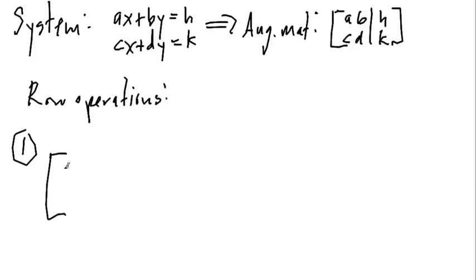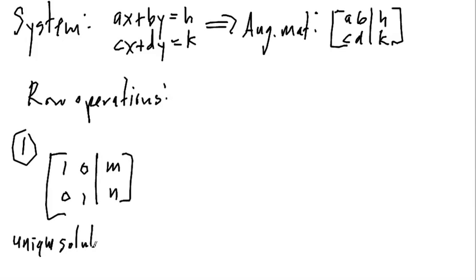If I can get down to something like this, let's just write M and N here, then this tells me that there's a unique solution, and that this solution is x is equal to m and y is equal to n.